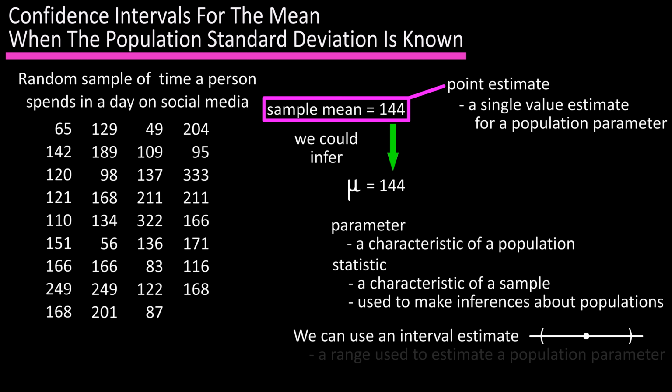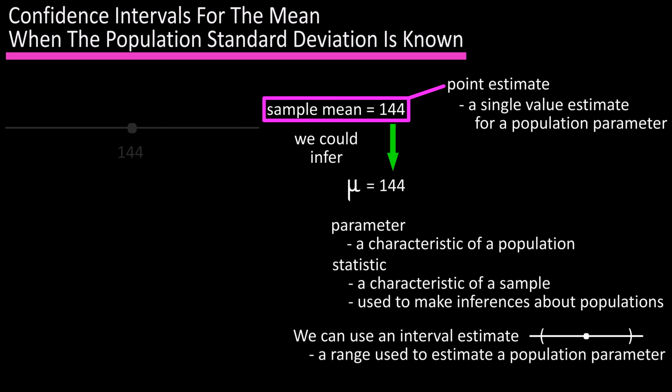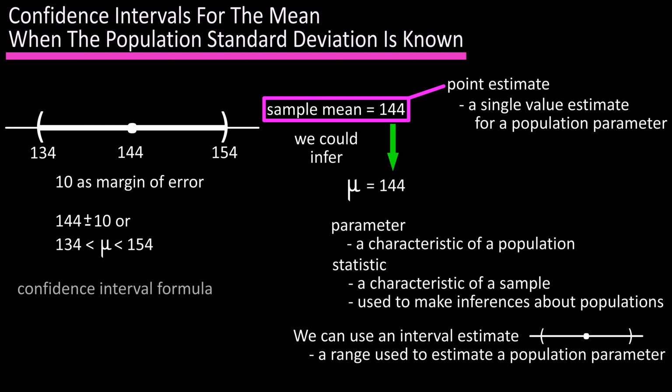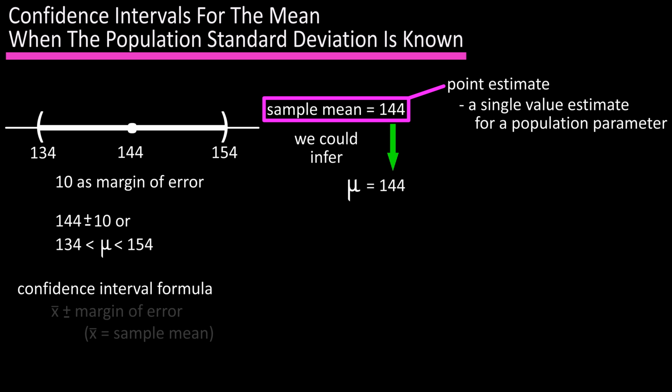An interval estimate is a range that's used to estimate a population parameter. For instance, we have our point estimate of 144 here in the middle, and we could use 10 as a margin of error. So 134 and 154 here on the line. We would then say 144 plus or minus 10, or 134 less than mu, less than 154. And the formula for a confidence interval for the mean is x bar plus or minus the margin of error.